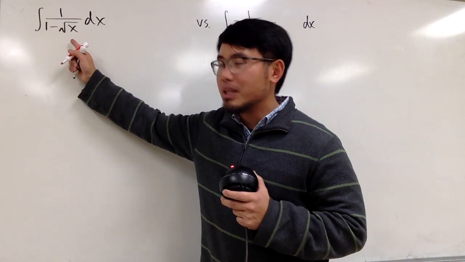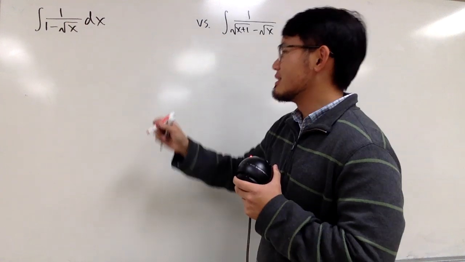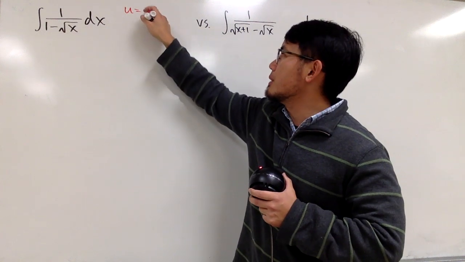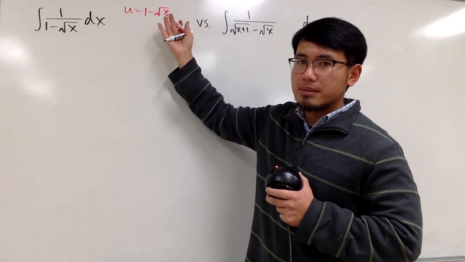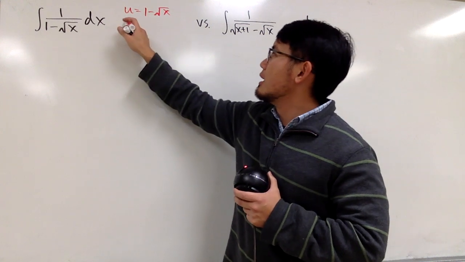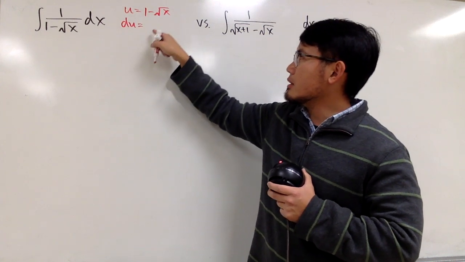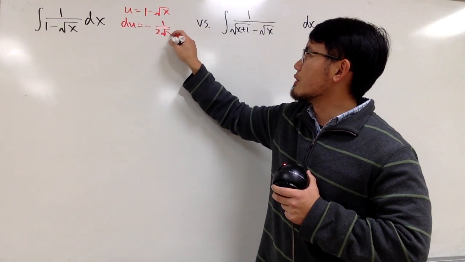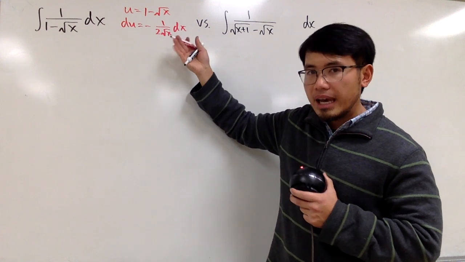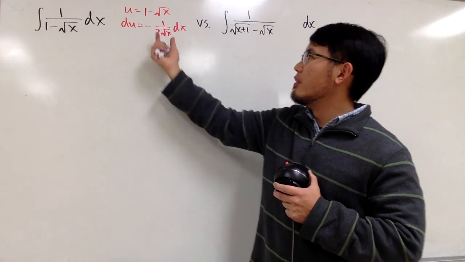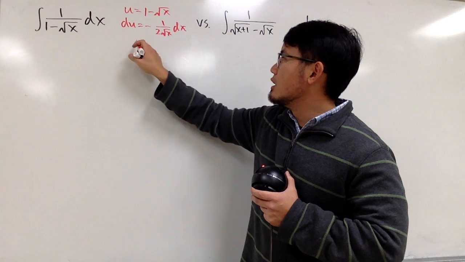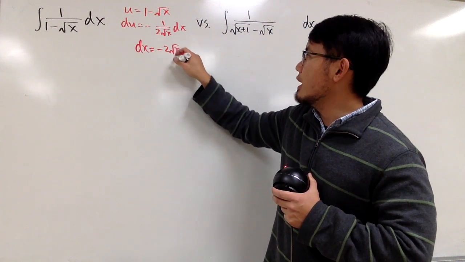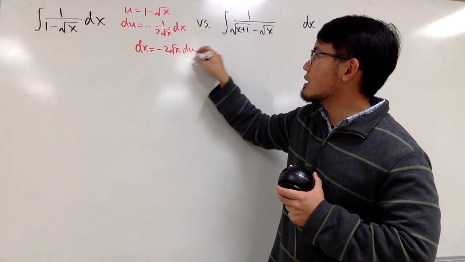I believe in u sub, even though I don't see a lot of things that can be cancelled, but seriously, I believe in u sub, so I'll take u to be, perhaps let's just do it with the denominator, 1 minus square root of x. And let me just follow the usual step. I will differentiate both sides. du is the derivative of this, which is negative 1 over 2 square root of x dx. And I want to isolate the dx. Let me just multiply this on both sides. So I get dx being negative 2 square root of x, and over there we have that du.